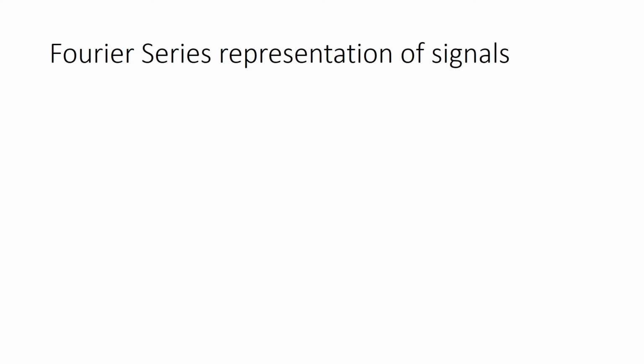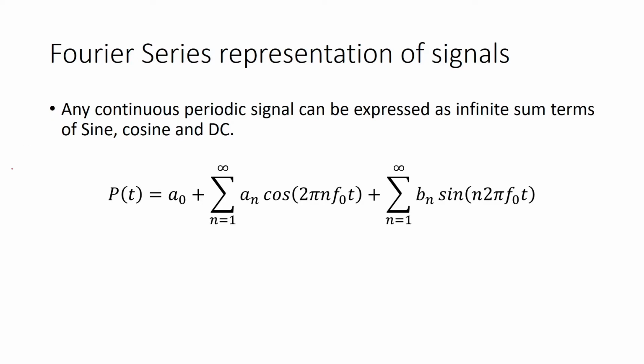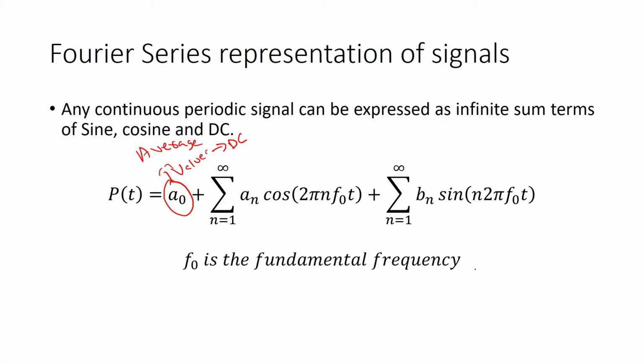Fourier series representation of a signal says that any continuous periodic signal can be expressed as a sum of sine, cosine and DC. That is, if you have a periodic signal p of t, this can be written as a naught plus sigma n equals 1 to infinity a n cos 2 pi n f naught t plus sigma n equals 1 to infinity b n sin 2 pi n f naught t. Here, this a naught is the average value of p of t, also called DC. And this f naught is the fundamental frequency. The relationship between fundamental frequency and time period is that f naught equals 1 by capital T.